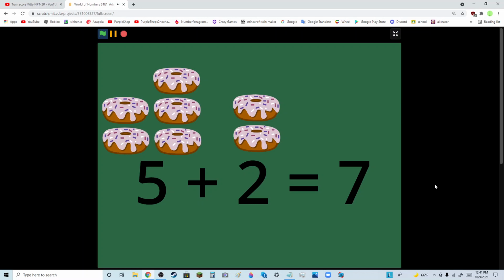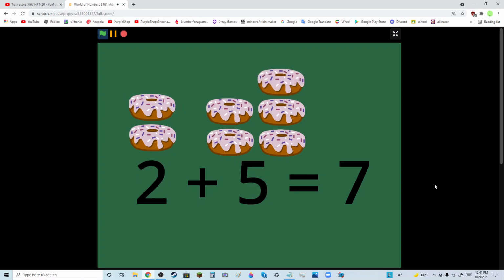Hello, now you know addition. If you flip the numbers in an addition equation, you get the same answer. So 2 plus 5 is the same as 5 plus 2.